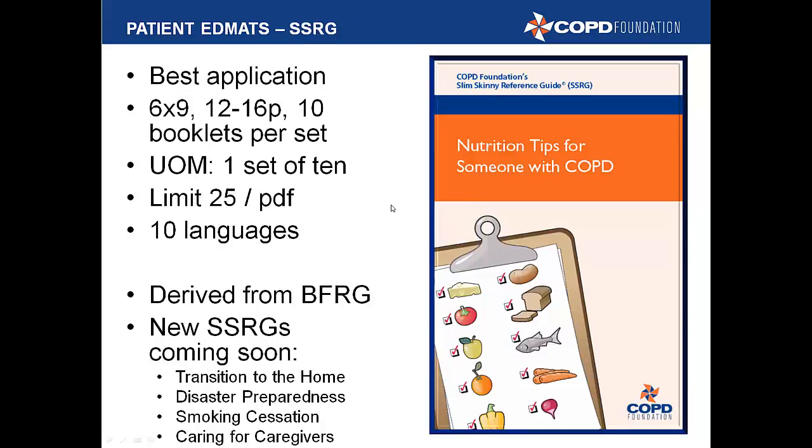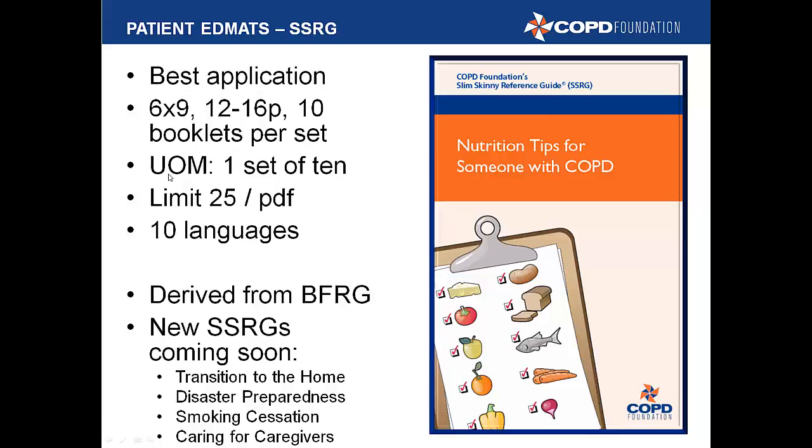The next educational material is one of our most popular. It's called the Slim Skinny Reference Guide. This comes in a set of 10 different booklets covering 10 of the most salient topics from the Big Fat Reference Guide. The Big Fat Reference Guide is not for daily reading. It's a reference guide with a 400-page manual. The Slim Skinny booklets are a 6x9 booklet, 12 to 16 pages each, and there's 10 different topics per set.